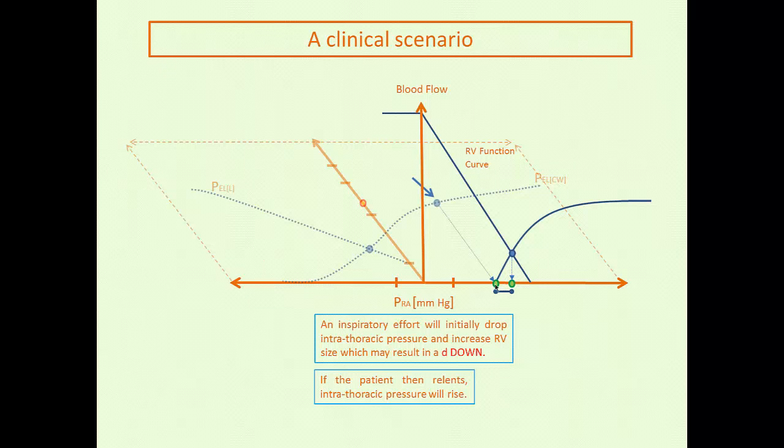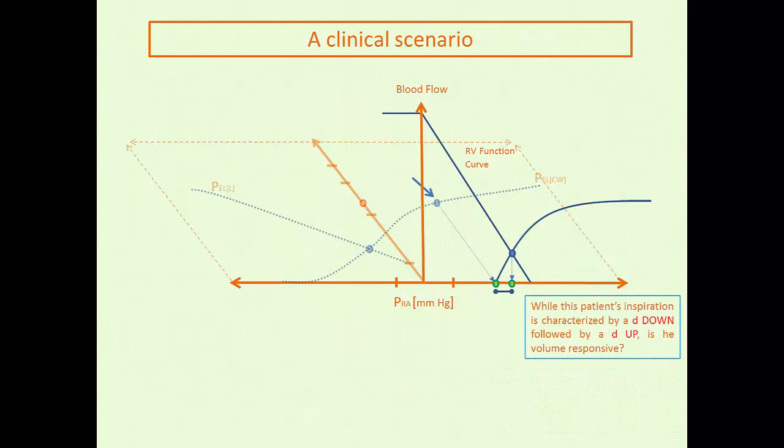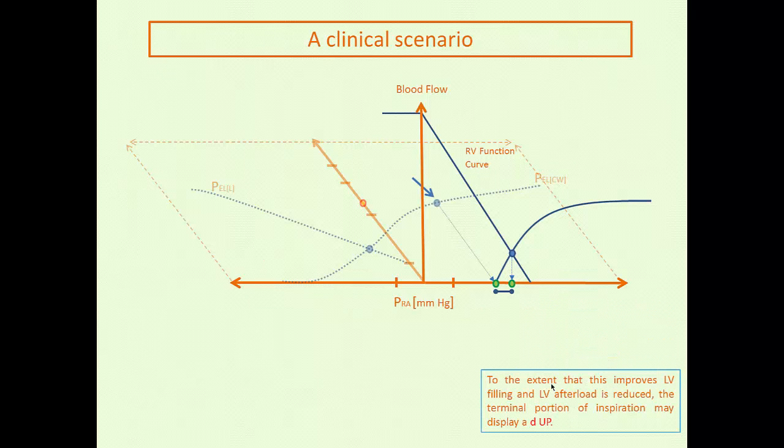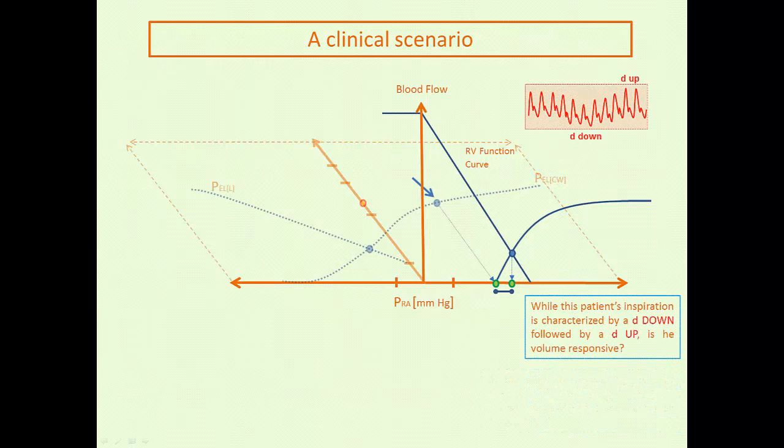But the increase in intrathoracic pressure will shrink the right ventricular cavity. Okay, it may actually afterload reduce the left ventricle, and so to the extent that it improves the LV filling by ventricular interdependence and LV afterload is reduced, the terminal portion of this ventilatory inspiration may actually display a D-up. So you may actually see this physiology during the course of an inspiration on this patient, but it doesn't, and if you just looked at this and accepted these numbers blindly, you'd say, well, this patient's volume responsive, but they're clearly not. So that was my clinical scenario.